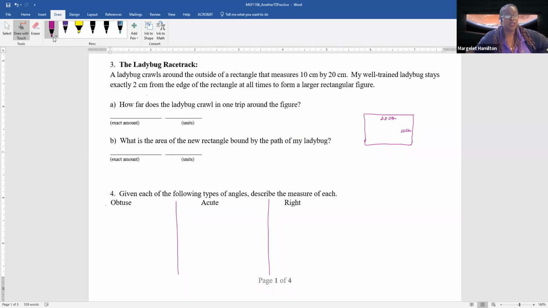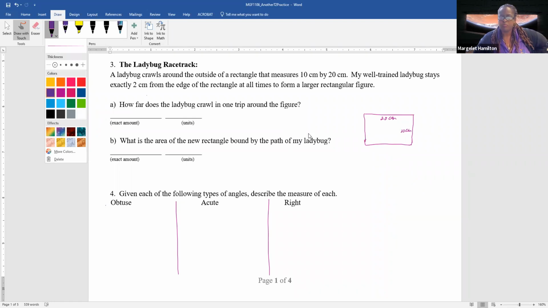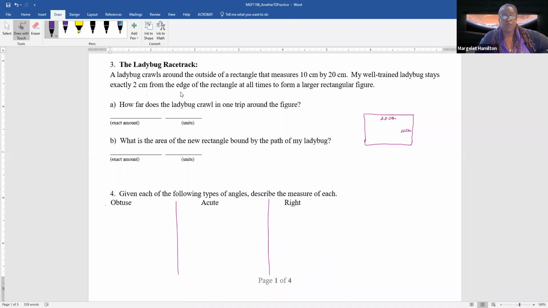I'm going to change my color here so we can see some contrast. Now it says my well-trained ladybug stays exactly 2 centimeters from the edge of the rectangle. So now we have this ladybug traveling on the outside of this rectangle, 2 centimeters from it. Here is this ladybug, and she's well trained, making this path around this rectangle, staying approximately 2 centimeters around it. So this right here is 2 centimeters, all the way around.